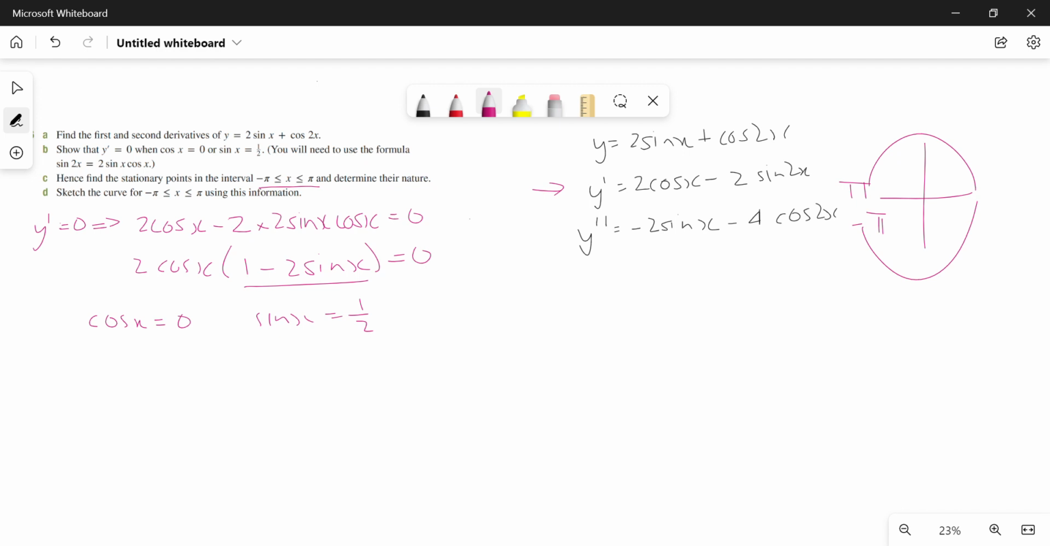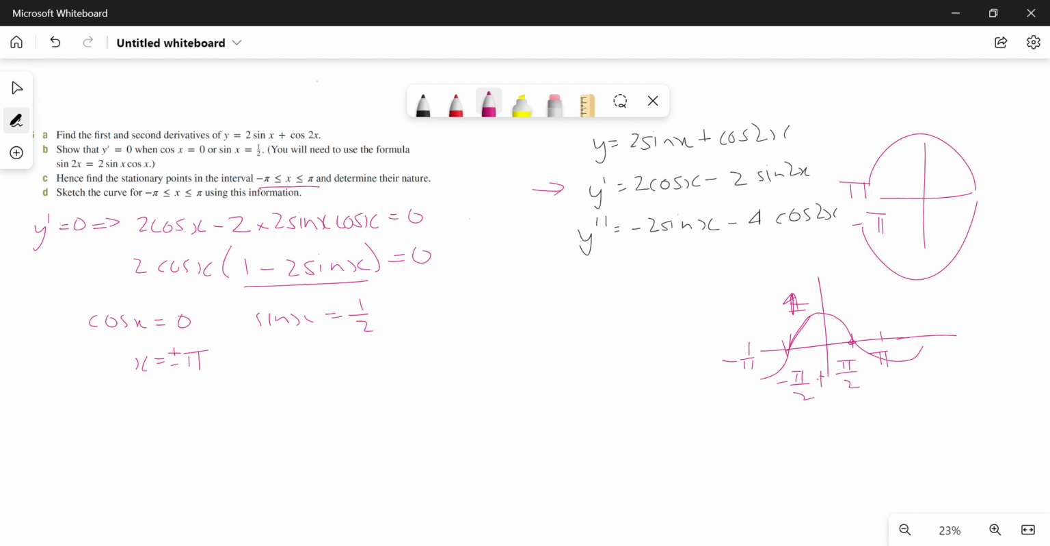Okay, so for cos x, I will just draw it. So cos x goes like that, pi being here, and minus pi being here. So that's negative pi on 2, and that's pi on 2 there. And that's 1 and minus 1 there. Alright, so where does it equal 0? Here at plus or minus pi on 2. So we've got both of those.